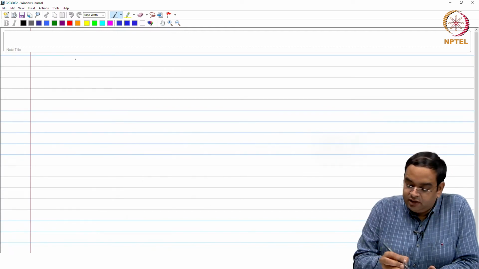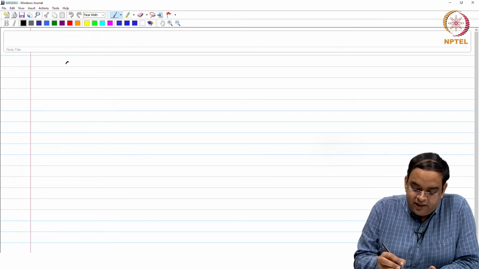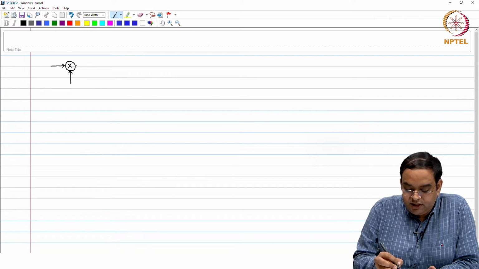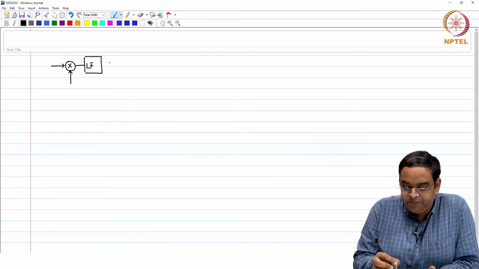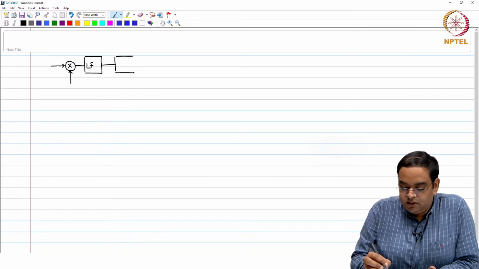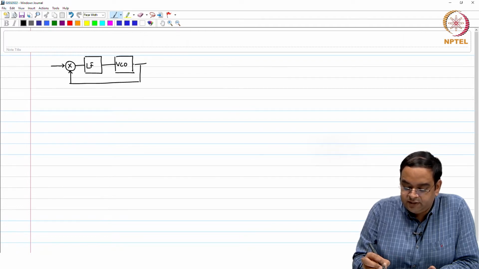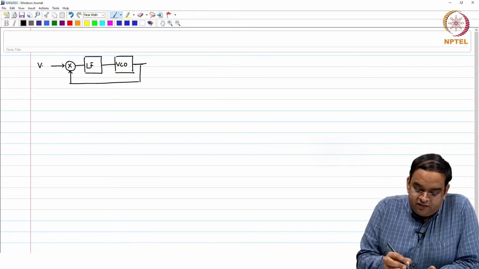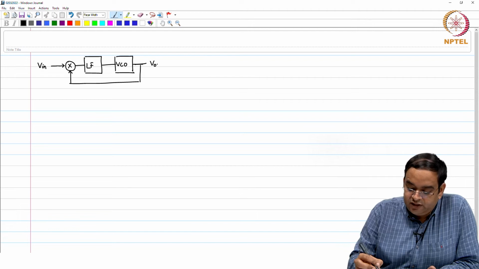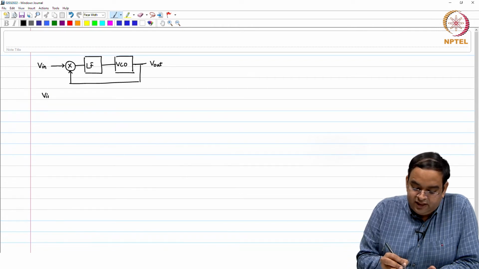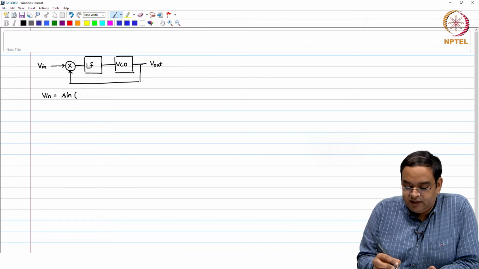In the previous session, we analyzed a simple PLL in the transient and frequency domain. I will just plot what we have seen so far. We had a loop filter and VCO in the feedback path. Here, we confined ourselves to sinusoidal periodic signals, given by sine of omega in t for V in and V out as cosine of omega out t.